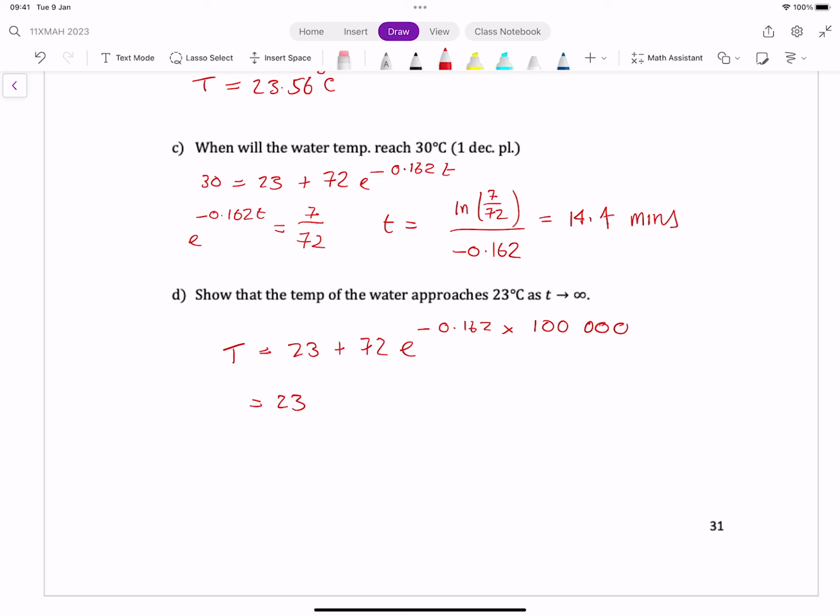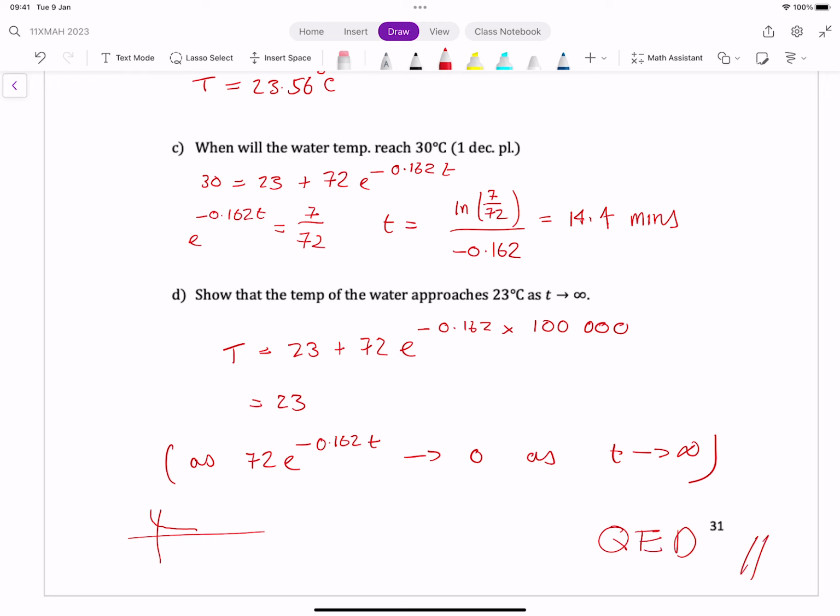Now, the reason that's true, we might want to state that. We might want to say as t approaches infinity, 72 e to the minus 0.162t approaches 0. And that does make sense because it is an exponential graph. It's a negative exponential graph, and it looks something like that. So it's going to approach 0 as t approaches infinity. So those are the two ways of proving that. Both of them are logical ways of proving it.